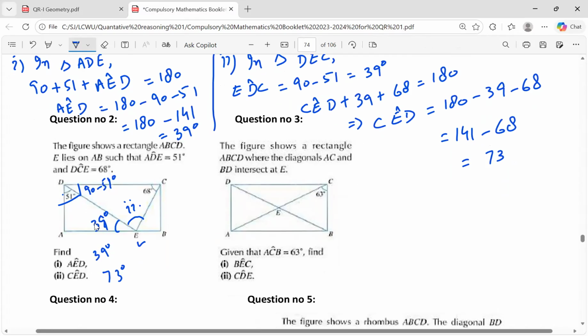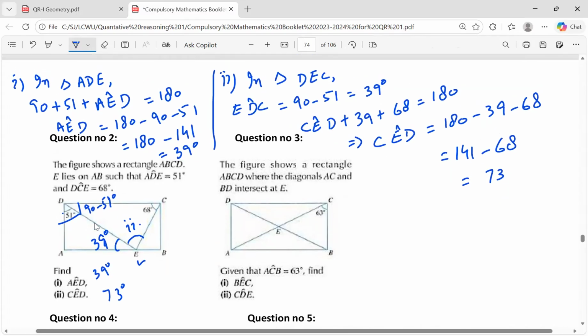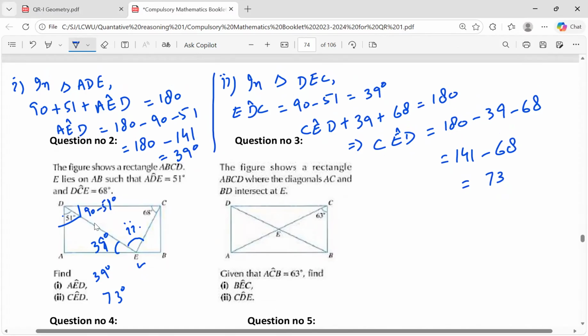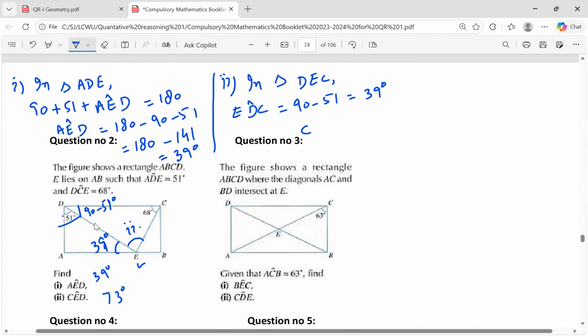Next, question 3. For question 3, I must erase a bit. I'm going to erase the solution of question 2. Now question 3.